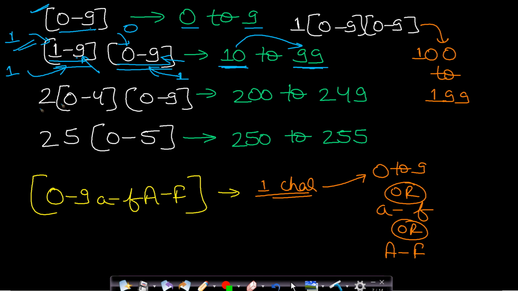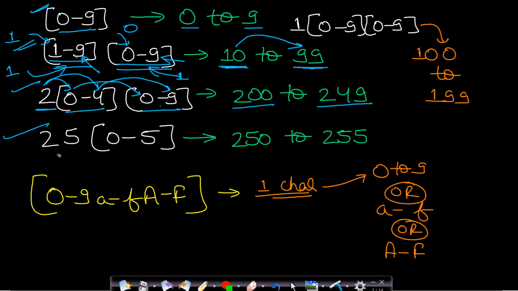Okay. In a similar way, this is a 3-digit number where I have fixed the first digit. First digit is 2. Now the second digit can be in the range of 0 to 4 and the third digit can be in the range of 0 to 9. So the minimum number which can be formed is 2, 0, 0. Okay. And the maximum number which can be formed is 2, 4 and 9. So this will be in the range of 200 to 249.